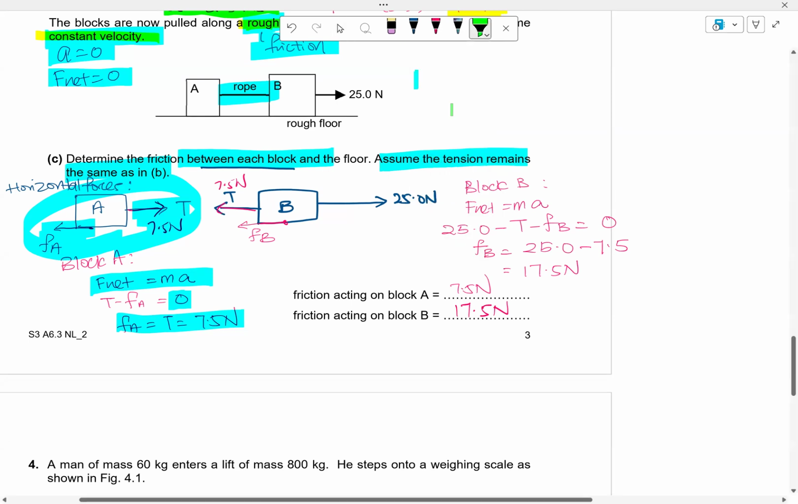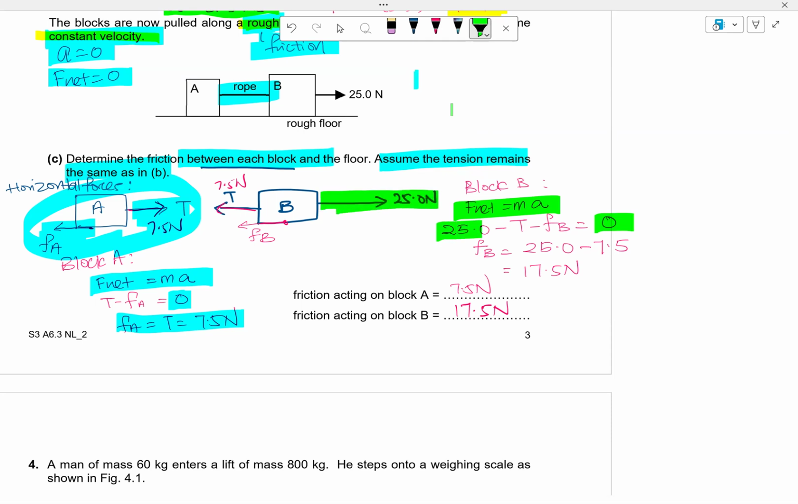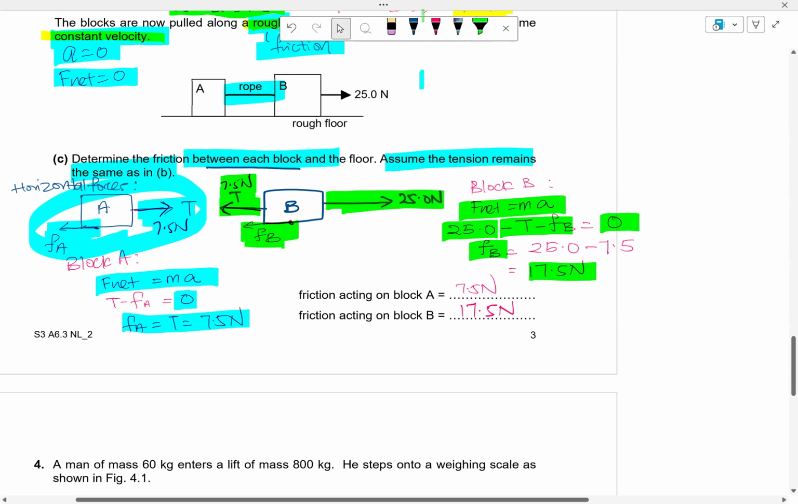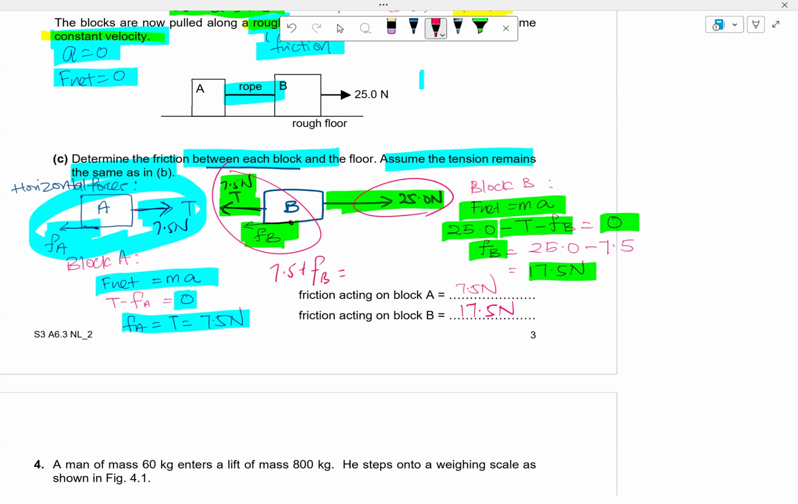Now we look at block B. Again, in the horizontal direction, F net equals 0, right? So rightward force, there's a 25. Leftward force, you have the tension of 7.5 and the frictional force of FB, right? So solve the equation, you get FB equals 17.5. So this is 7.5 plus friction, then this is 25.